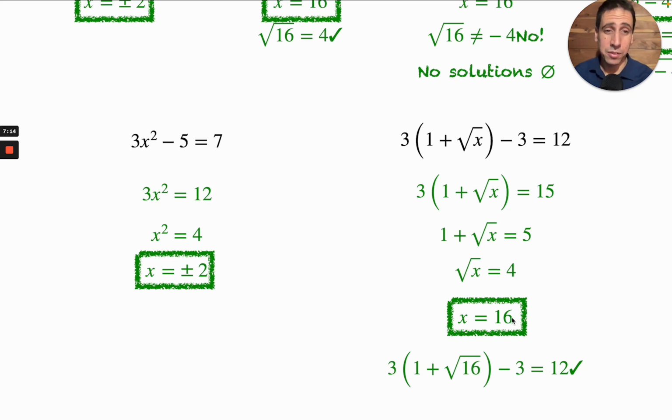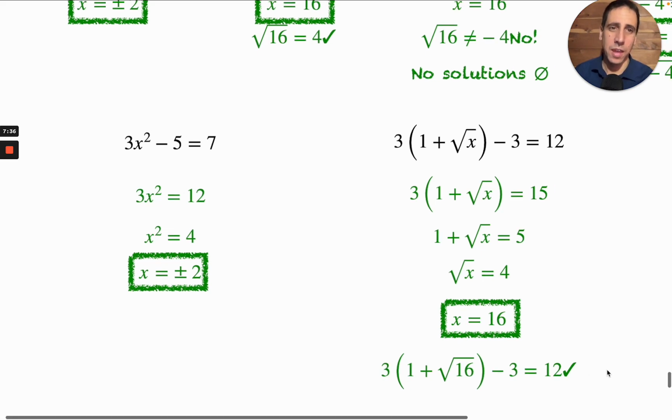Because we squared both sides, we have to check the answer. So we didn't do that here. We squared both sides here. So when you square both sides, you have to check the answer: 3 times 1 plus square root of, what is x again? Oh, x is 16, minus 3. Does that in fact equal 12? Yes, it does. Because 3 plus 4 is 7 times 3 is 21 minus 3 is 18. Yay. Great.